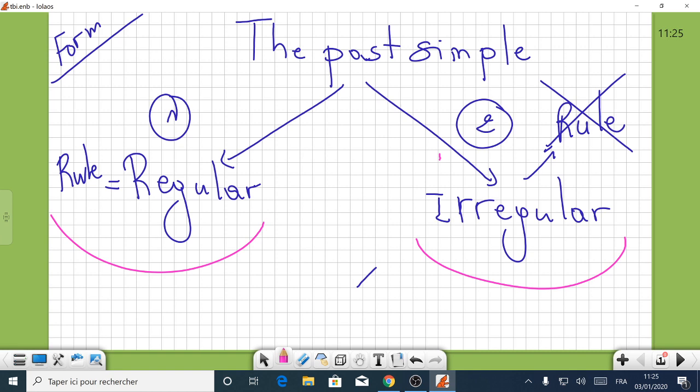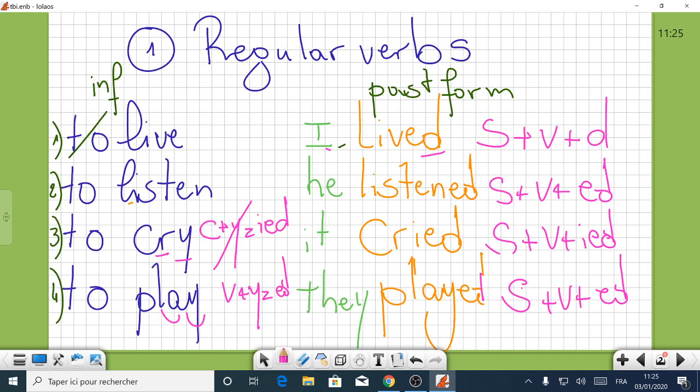And when I say regular, it's because it has a rule. So the first thing that we are going to start with is how to form the regular form of the verbs. And this is what we wrote here, regular verbs. This is the infinitive, of course, and this is the past form.